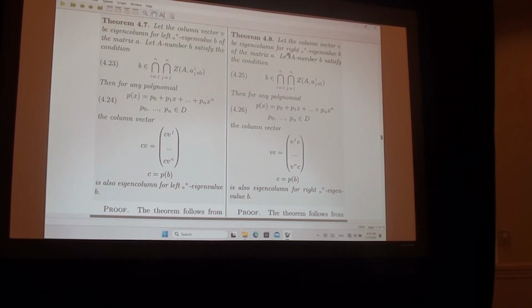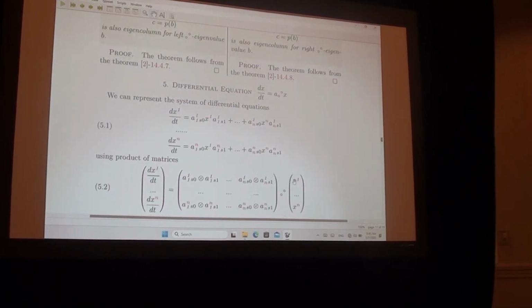Let the column vector V be an eigencolumn for the right RCO eigenvalue P of the matrix A, and let the number P satisfy condition 4. Then for any polynomial P of X with coefficients from the ring D, the column vector V, where C equals Q of P, is also an eigencolumn for the right RCO eigenvalue P.